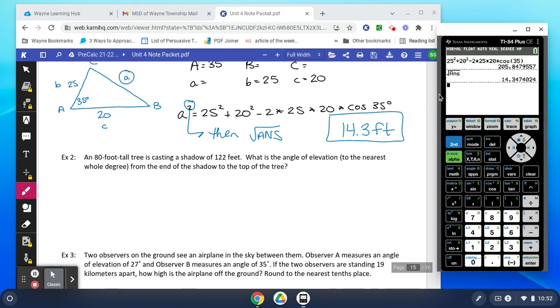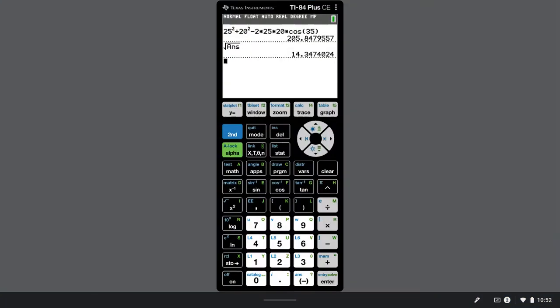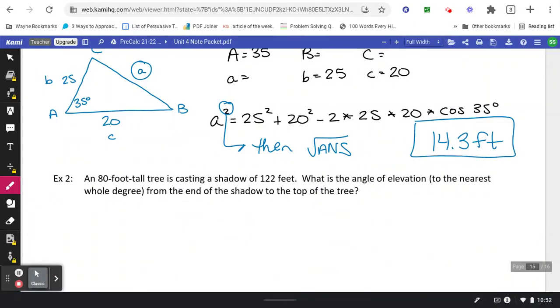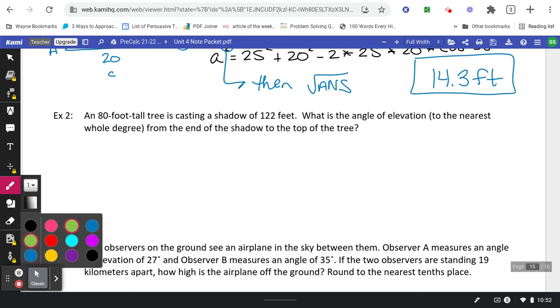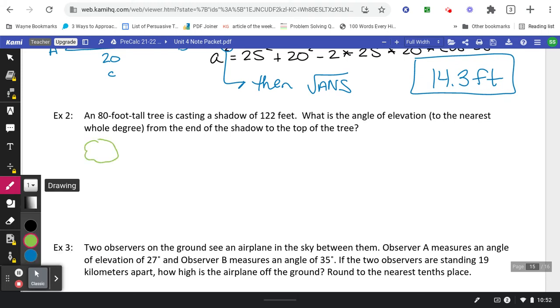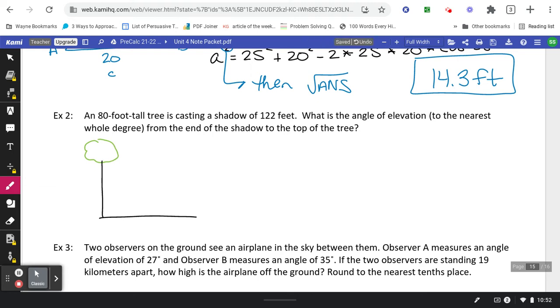All right, let's go on to the next problem here. Example number 2. An 80-foot tree casts a shadow of 122 feet. So we'll draw our tree. And then you've got the shadow across the ground there. 80 foot tall and 122 foot shadow. There's the triangle. And you're looking for the angle of elevation.